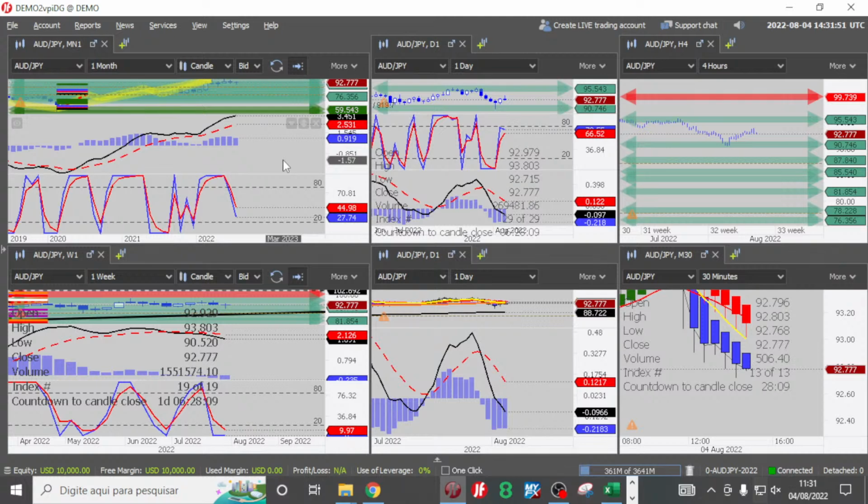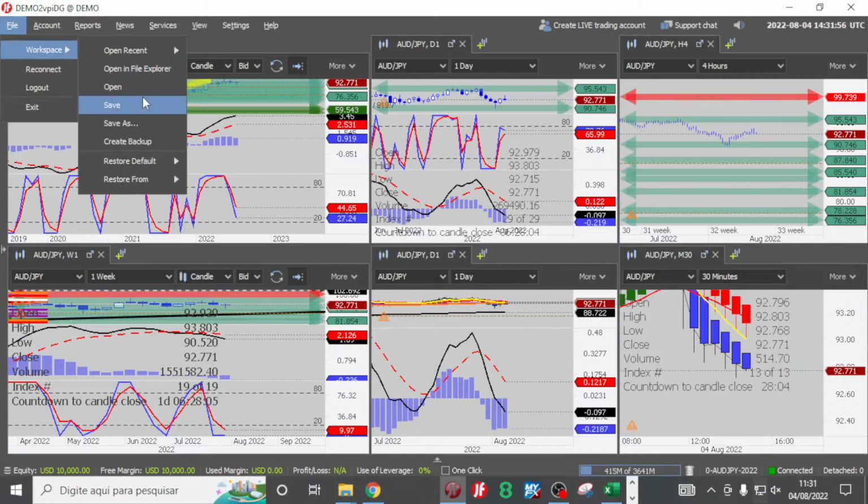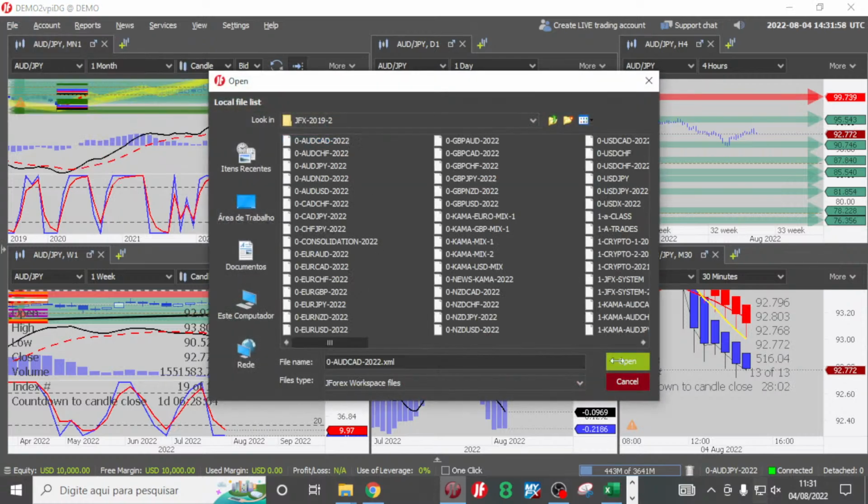Okay, sorry about that. AUD CAD, okay, great. AUD CAD, open, AUD CAD. Look first in smaller time frame reverse.